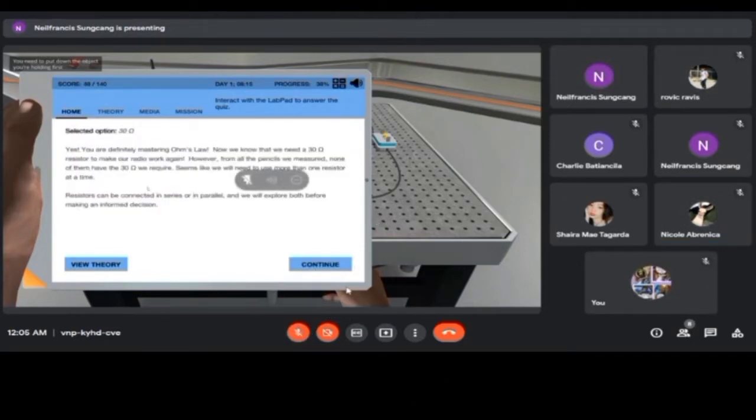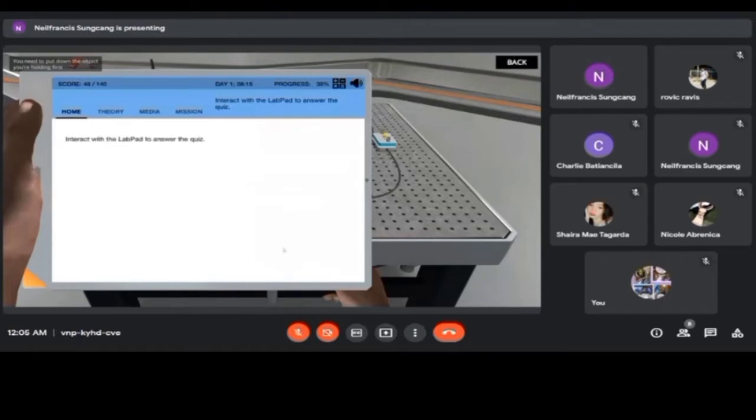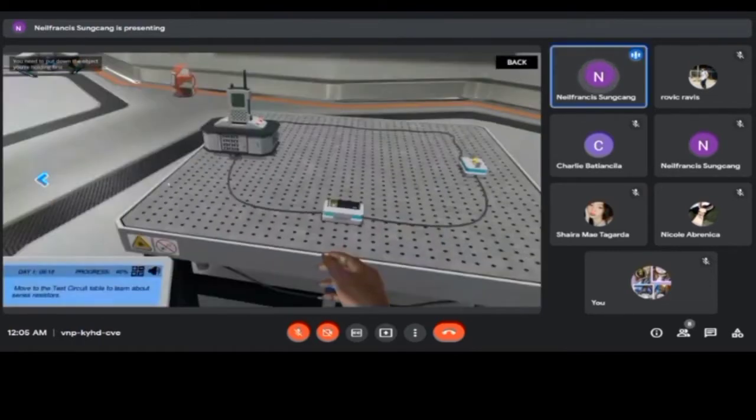Yes, you are definitely mastering Ohm's law. Nice! Now we know that we need a 30 ohms resistor to make our radio work again. Move to the test circuit table to learn about series resistors.